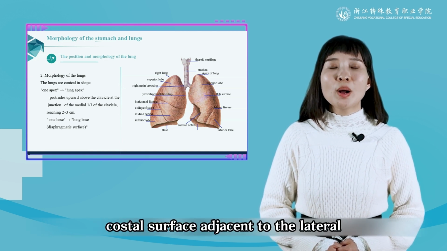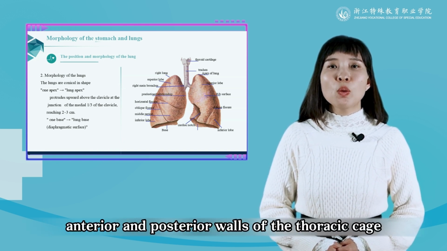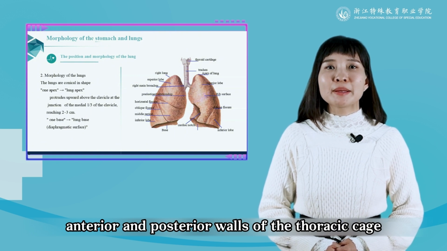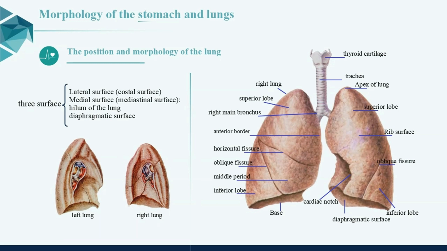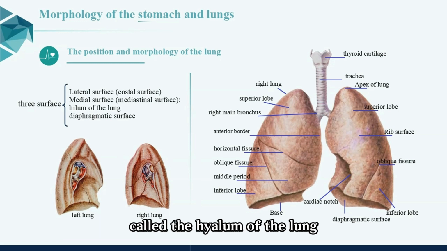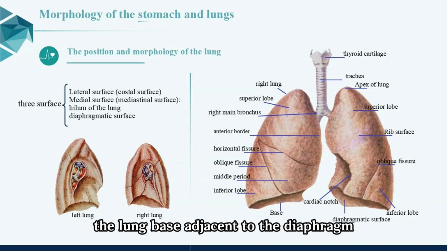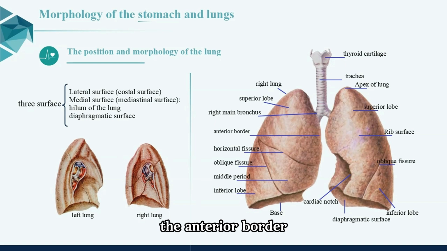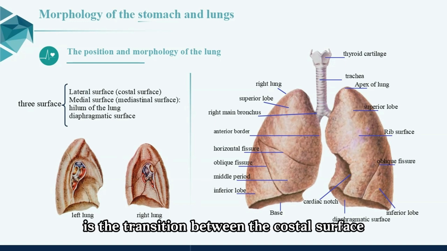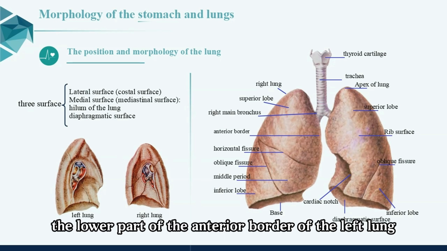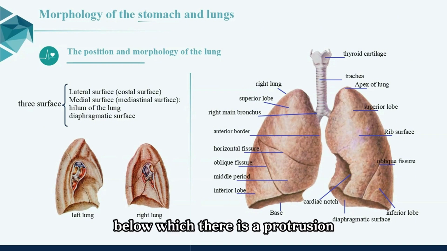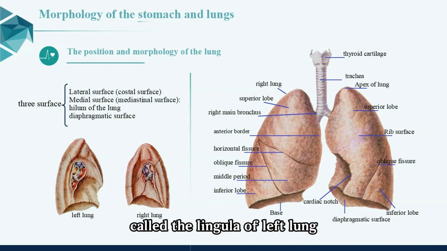Costal surface, adjacent to the lateral, anterior, and posterior walls of the thoracic cage. Mediastinal surface, adjacent to the mediastinum, with an oval depression in the center called the hilum of the lung. Diaphragmatic surface, the lung base, adjacent to the diaphragm. The anterior border is the transition between the costal surface and mediastinal surface anteriorly, with a sharp angle. The lower part of the anterior border of the left lung has a cardiac notch, below which there is a protrusion called the lingula of left lung.